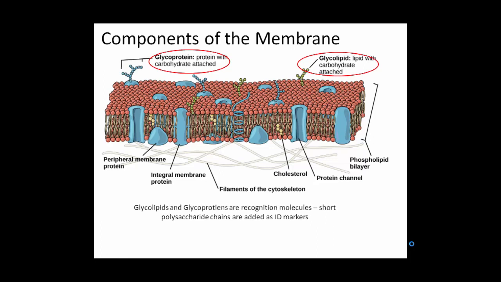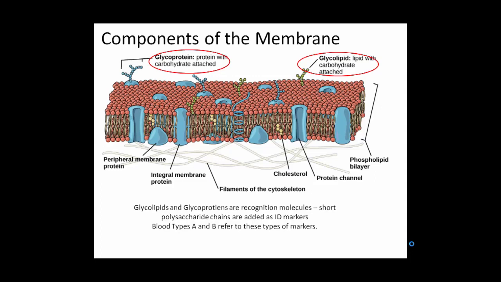Glycolipids and glycoproteins are going to have oligosaccharides, or short polysaccharide chains, that are added as ID markers. This is how your immune system identifies your cells as yours. Your set of markers is going to be different from somebody else's. Okay, when we get to genetics, we'll talk about blood type A and blood type B, but that particular gene codes for two different markers, and what we're talking about is these glycoproteins with these carbohydrate chains.